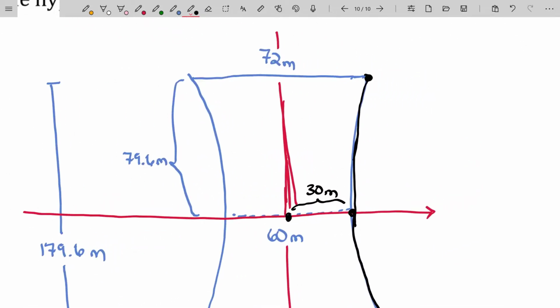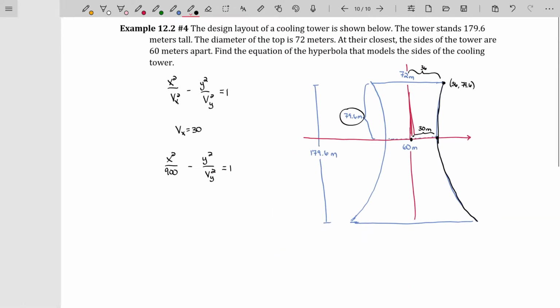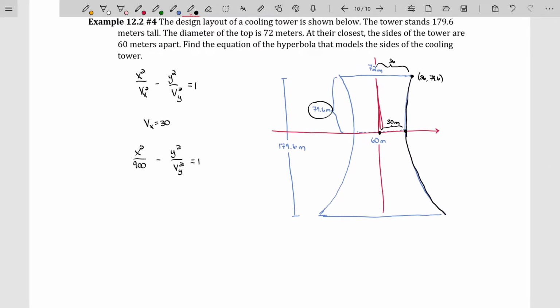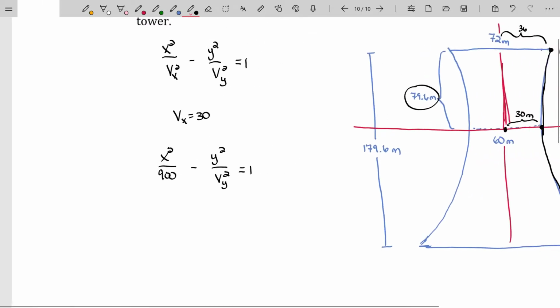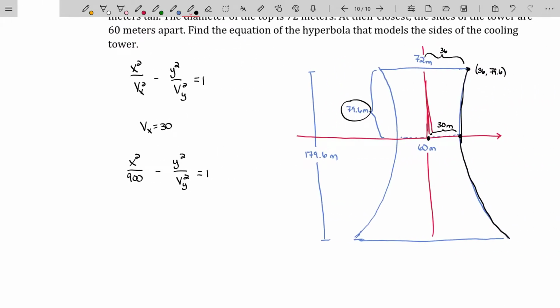This point right here has an x value of half of 72, which is 36. So the x value here is 36. The y value is this height right here, 79.6. And the reason I'm making a big statement about it is because if that point lies on the curve, then that point should satisfy this equation. In other words, if I plug in 36 for x and 79.6 for y, this should be a true statement. So 36 squared over 900 minus 79.6 squared over v sub y squared should equal 1.